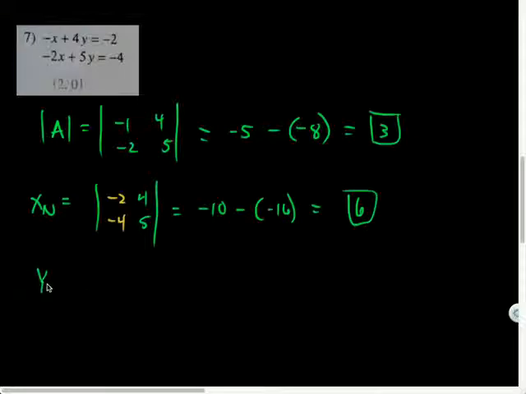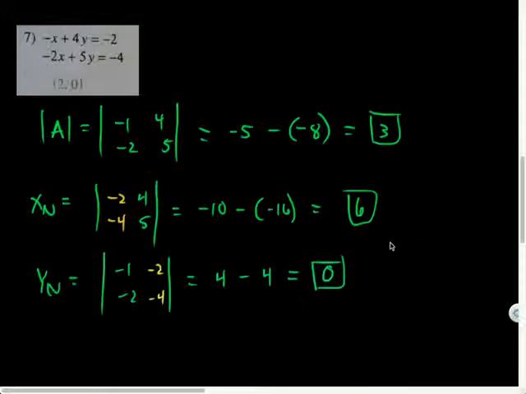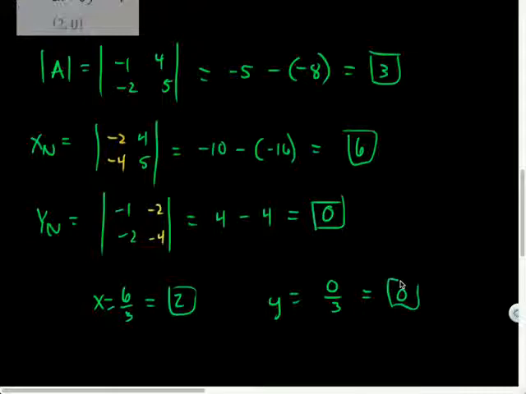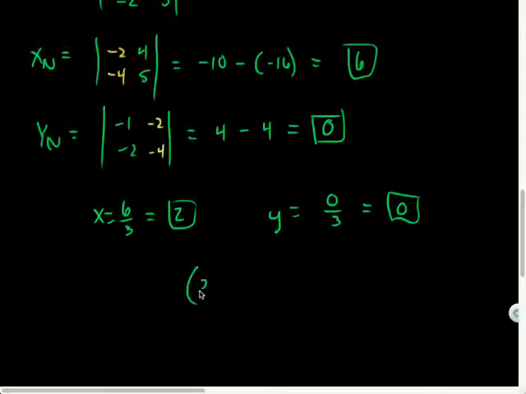And then the y numerator would be similar concept, except this time I'm going to replace the y's column with the right-hand side of the equation, -2, -4. And we would have +4 minus a +4 equals 0. Now, that's not actually a problem for us because zeros in numerators are okay. So that means x is equal to 6/3 or 2, and y is equal to 0/3, which is fine. That's just 0, right? So that means my ordered pair is 2, 0.